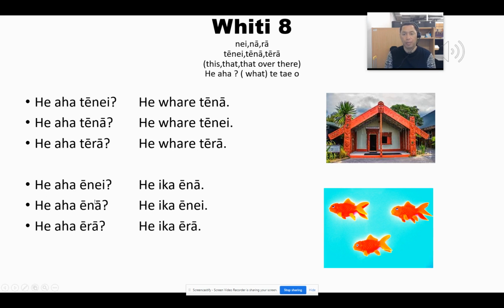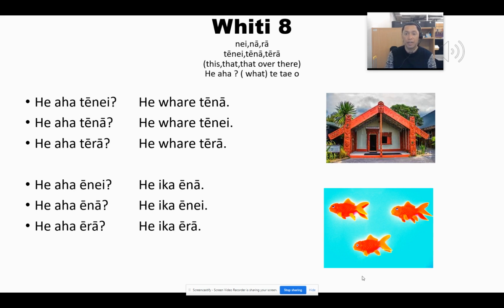Okay, and with the plural, he aha ngā tai o e nei ika. And I would reply, he karaka, he kōwhai, ngā tai o e nā ika.